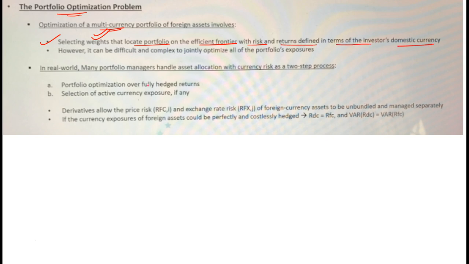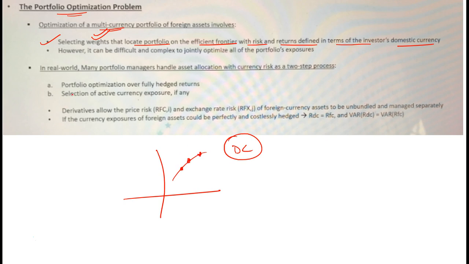So you would have an efficient frontier that would define the risk and returns in terms of domestic currency. So we will need to see whether your portfolio of international investment or foreign investment is falling on this efficient frontier or not. So you will assign it the weights that make it fall on the efficient frontier. And if it is not falling on the efficient frontier, then it is not optimized, or it is not optimal. So you will define weights that make it fall on the efficient frontier, and that will be an optimal portfolio then.